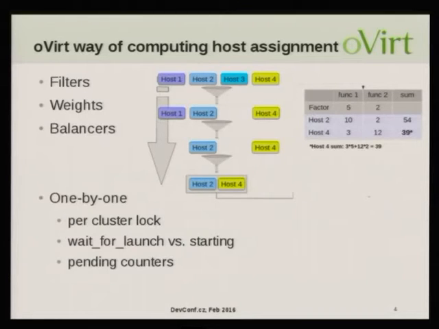weighting, as we call it, where we have multiple functions that compute some kind of score. All those scores are summed up, multiplied by weight. You might be more interested in memory load than in CPU load, so you can assign a higher factor to memory, which means we'll multiply the score of memory, and then we'll sum it all together, and the best host wins. So this is how it works right now.